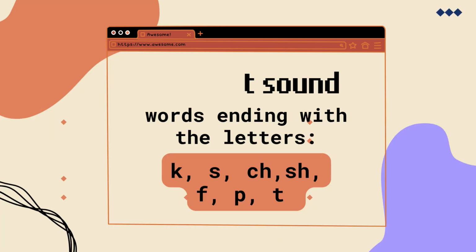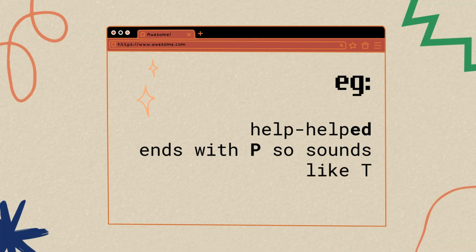The first one is the T sound. Words ending with the letters K, S, F, P, T, ch, and sh. For example, the word help ends with the letter P. When we make it past tense, we add the ed, so this ed sound sounds like T. Helped.